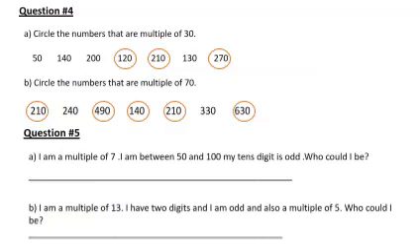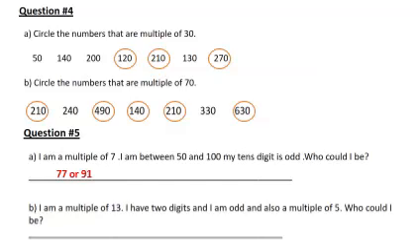And question number 5: I'm a multiple of 7 and I'm between 50 and 100. My tens digit is odd. Who could I be? The multiples of 7 that are between 50 and 100 are... The first multiple is 63, but in 63 the tens digit is not odd. We have 70, of course the tens digit is odd.